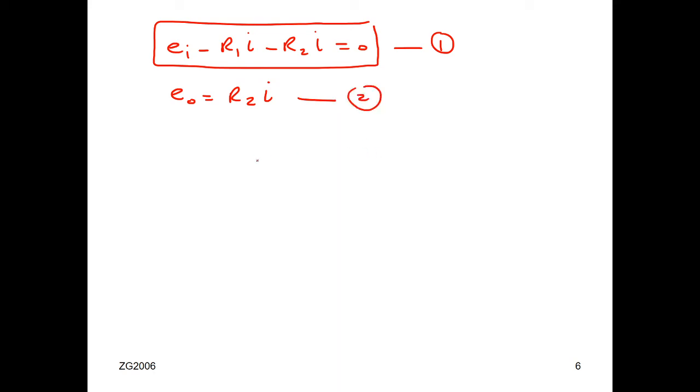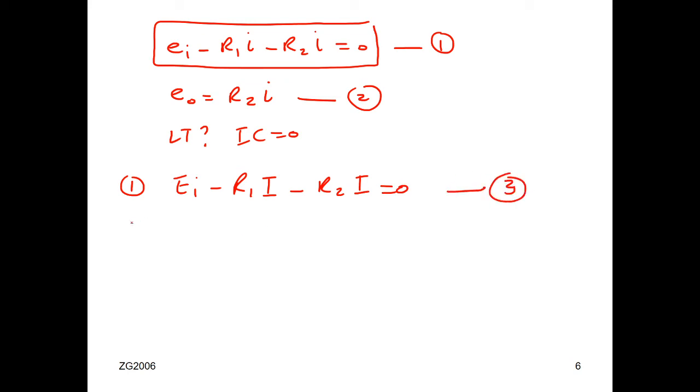Now, we need to derive the transfer function. So how are we going to derive the transfer function from chapter 4? Take the Laplace transform, assuming 0 initial conditions. So from 1, what's the Laplace transform? EI minus R1, this is not A, this is R1, capital I. Okay, sorry about this. Let me write it again. EI minus R1 I minus R2 I equal to 0. We're going to call this equation number 3. Okay, this is from 1. And from 2, take Laplace transform. It's going to be E out equal to R2 I, equation number 4.